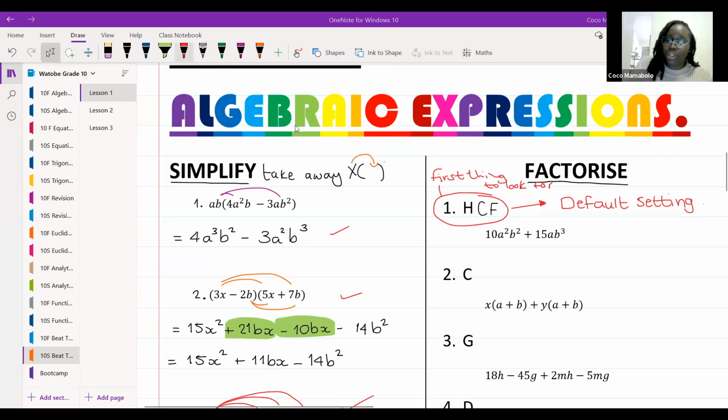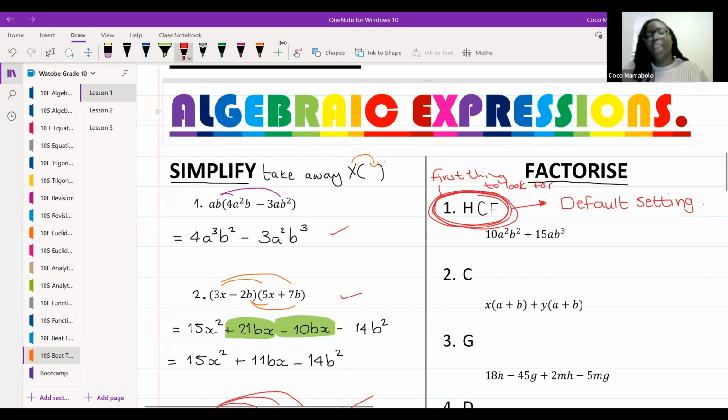Here it is. I'm going to circle it again. What is our default setting to look for? The highest common factor. I got lost. Sorry. That's okay, my sweetie. Good. The first thing we always, always look for is an HCF. Always, always, always. When you remember that question, come back to me, my sweetie.